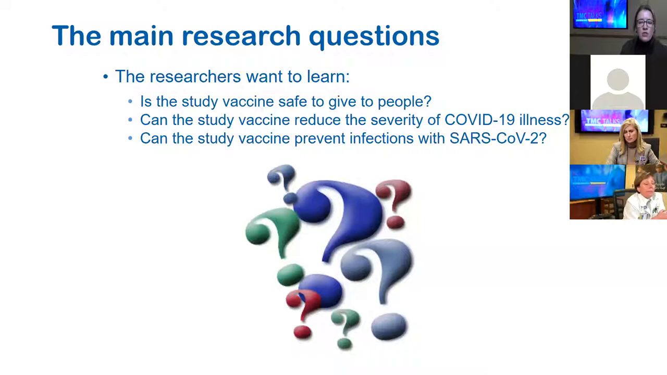So the main research questions are, is the study vaccine safe to give to people? That's what we're looking for when we're doing these studies. Can the study vaccine reduce the severity of COVID-19 illness, or can the study prevent infection altogether?